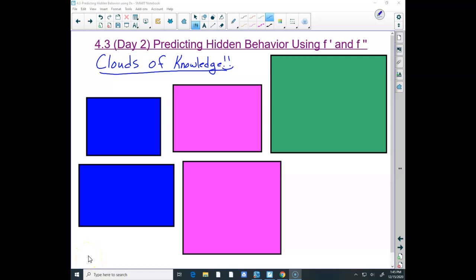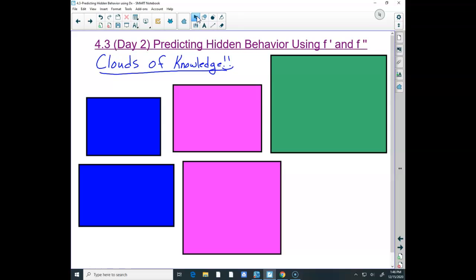All right, good morning. We are back on predicting graph behavior using f prime and f double prime, day 2. We learned about a point of inflection yesterday, and basically, if your second derivative is greater than 0, meaning it's positive, your original function's concave up. If the second derivative is negative, then the original function is going to be concave down, and that's 2 derivatives deep. So what we're going to start with today is a couple clouds of knowledge.